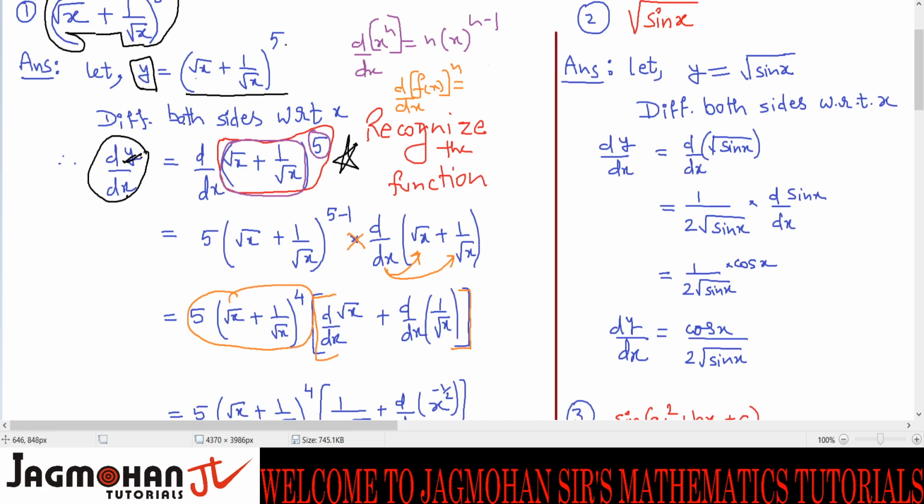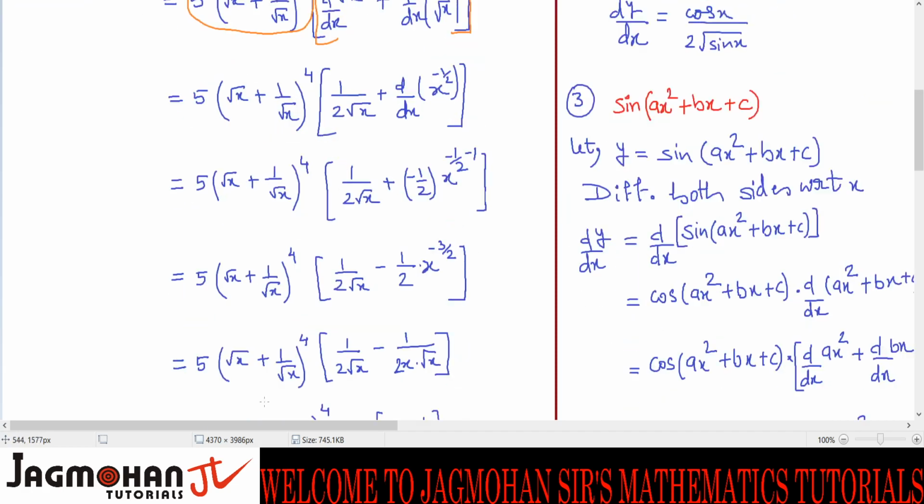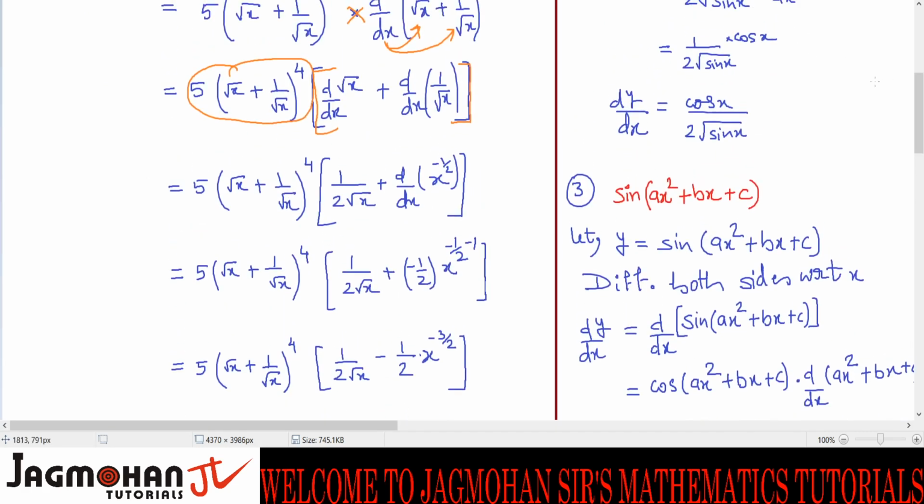Students forget to write this bracket, and then finally the answer that they get is wrong, because in that case, only the first term gets multiplied with the outside factor, not the second term. So you need to put a bracket here. Then d by dx of root x is 1 upon 2 root x. You can check, d by dx of root x is 1 upon 2 root x.